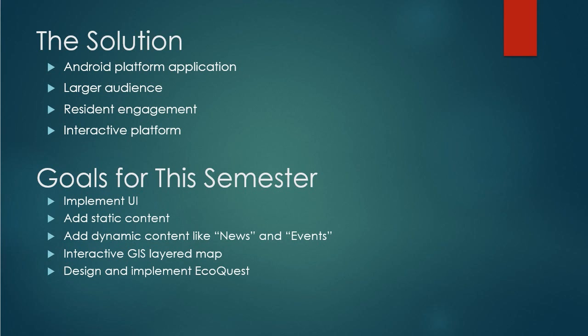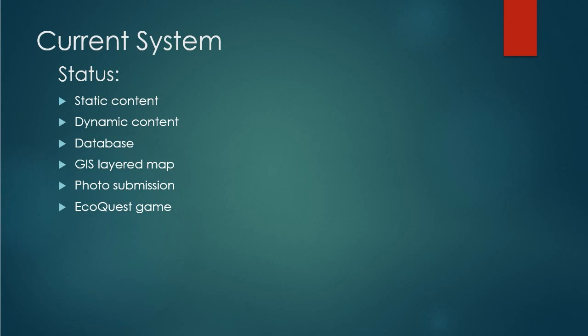Our goals for this semester are to implement the user interface, add static content, add dynamic content like news and events from the WordPress database, add an interactive geographic information system layer map, and also to design and implement the EcoQuest game. And what is the status of the current system?